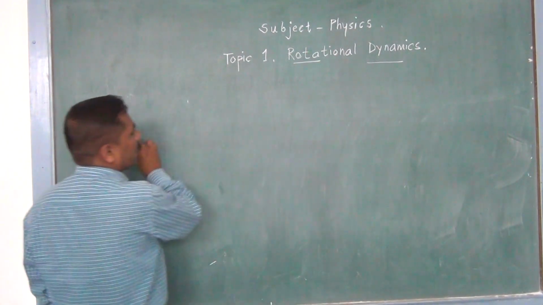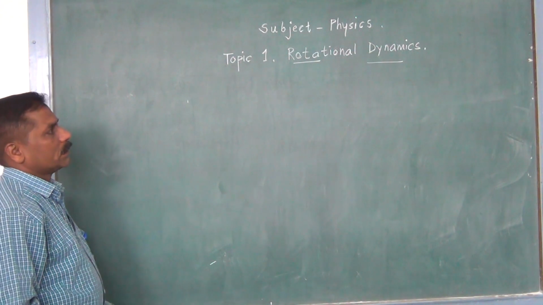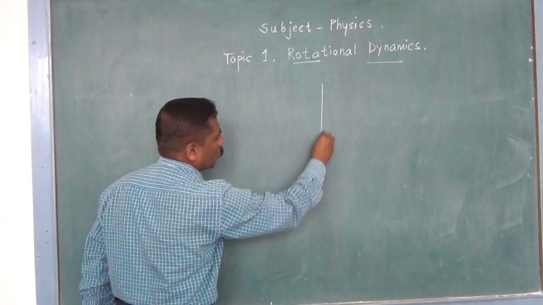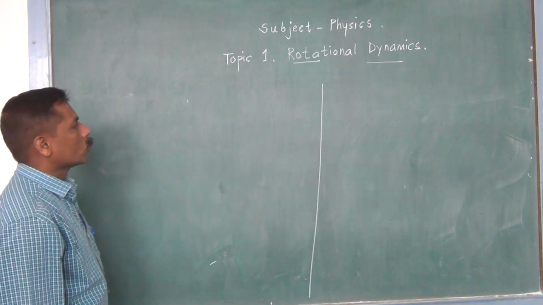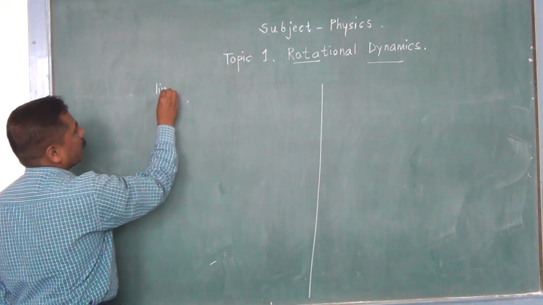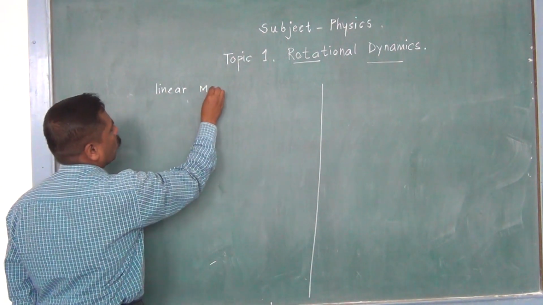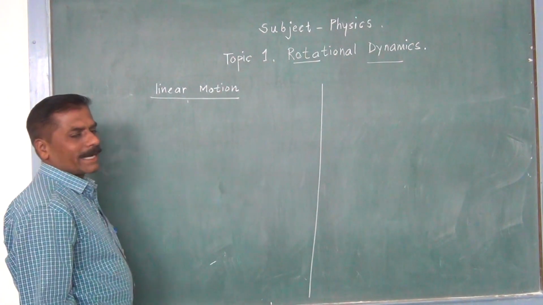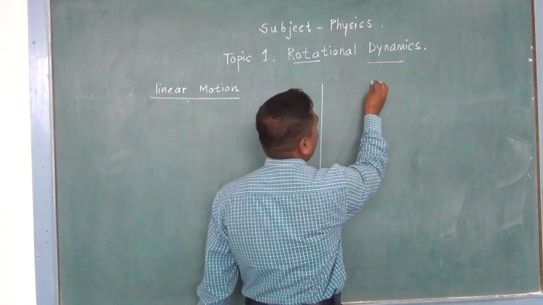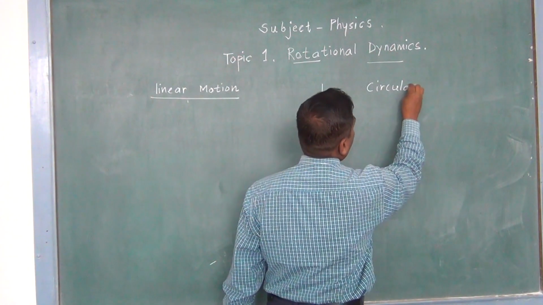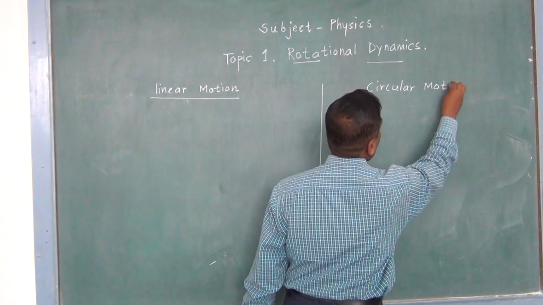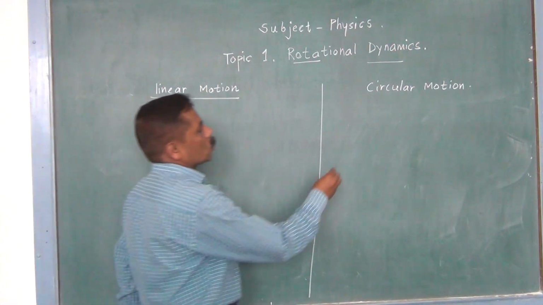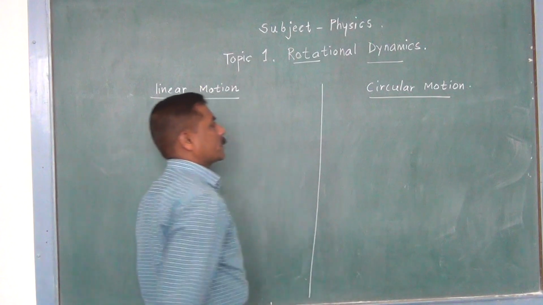Now we are going to the next point. Already we have seen the different types of motion. Now we are going to compare the two motions here so that you will get idea about the correlation between linear motion, which is also called as the rectilinear motion, and another is called as the circular motion. So here we want to compare these two motions.